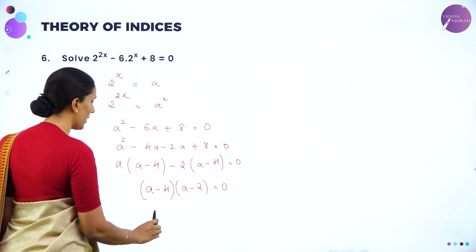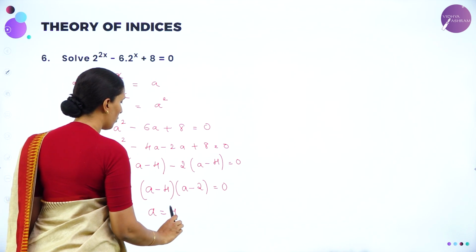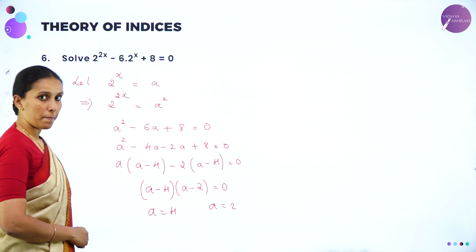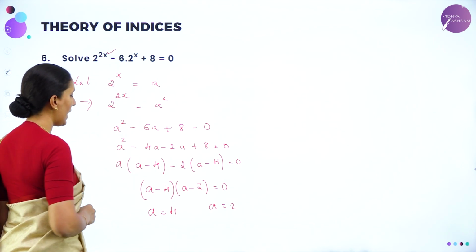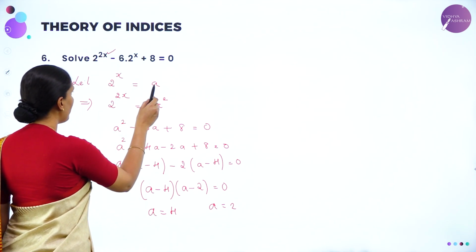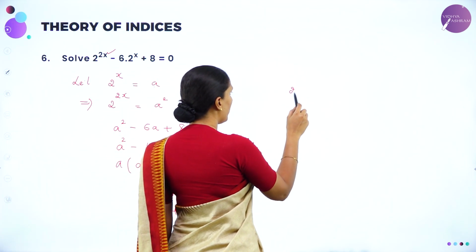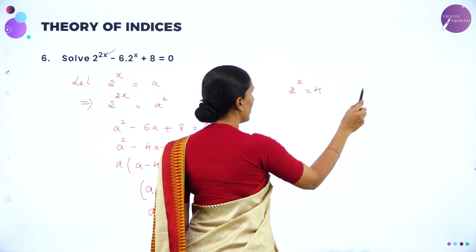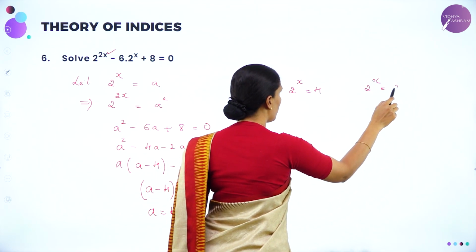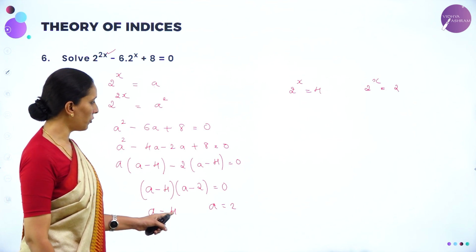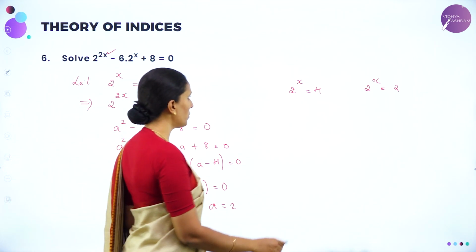Now from this observation, we can write a is equal to 4 or a is equal to 2 forms the solution for a. But I need the solution for x. So what is a? I have taken a in the form of 2^x. So therefore here 2^x is equal to 4 and 2^x is equal to 2.